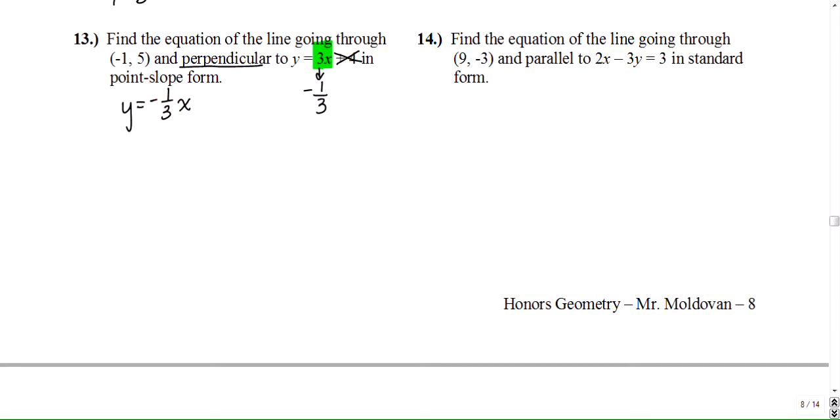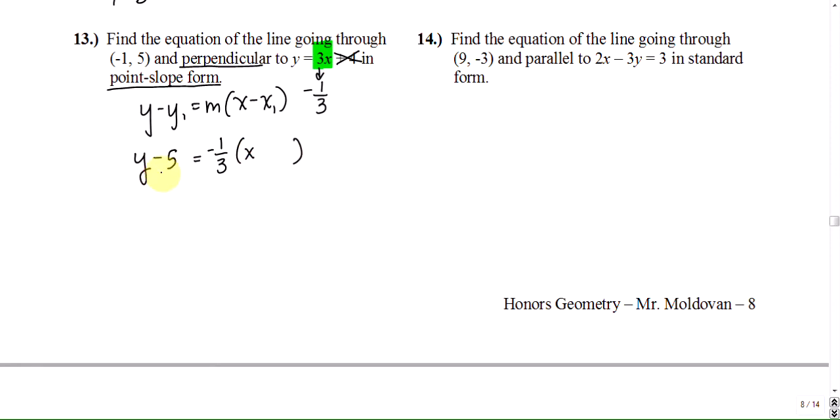Actually, I'm going to take that back because it says that I want to put this in point slope form. So I'm essentially done at this point. y minus y1 equals m times x minus x1. All I need to do is plug in my facts. So y minus 5 and x plus 1. And there is my final equation. Got ahead of myself there.